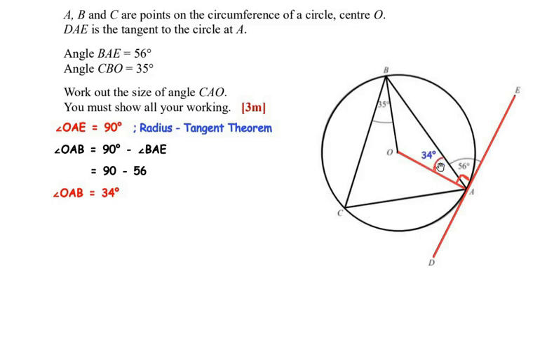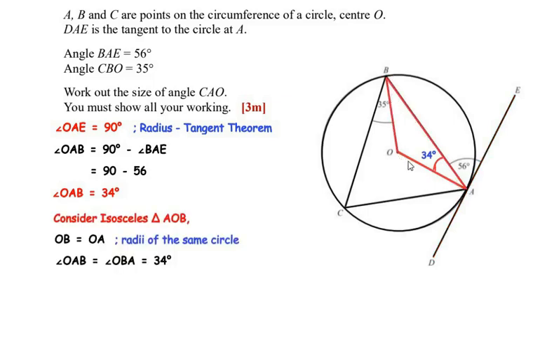Now let us focus on the triangle OAB, which I have highlighted over here. Consider isosceles triangle AOB. It is an isosceles triangle because two of its sides are the same: OB is the radius of the circle and OA is also the radius of the same circle. Since these two sides are the same, the angles opposite to these two sides are also going to be the same. So angle OAB will be equal to angle OBA. So this small angle is also going to be equal to 34 degrees.